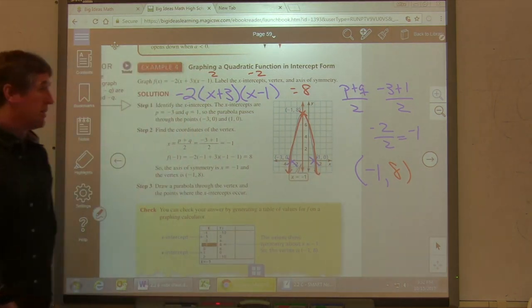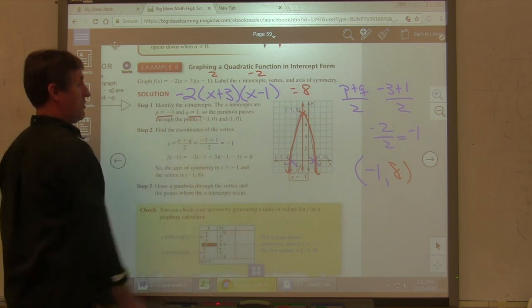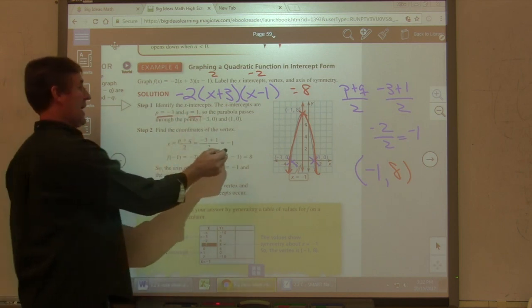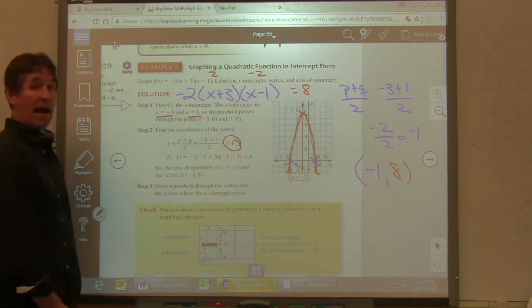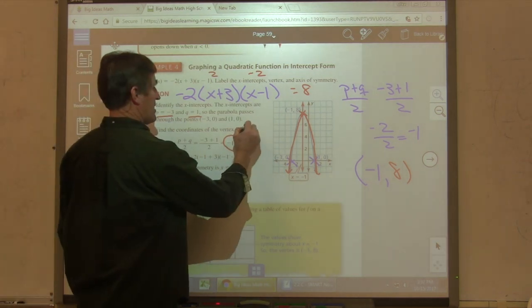And we're done. So again, you find the values for p and q. You add them together to get your axis of symmetry. Okay, this negative 1 is our axis of symmetry.